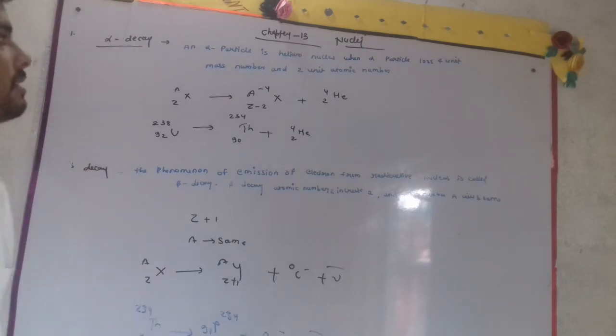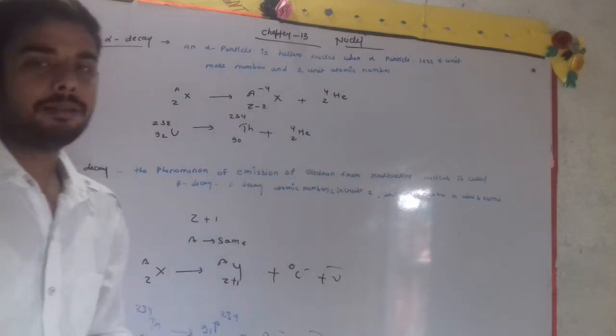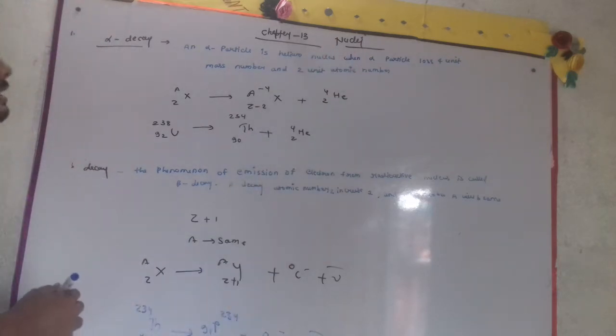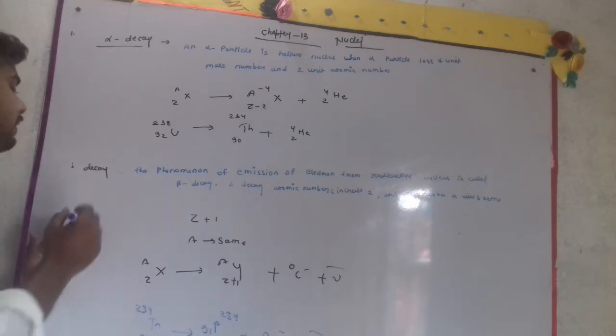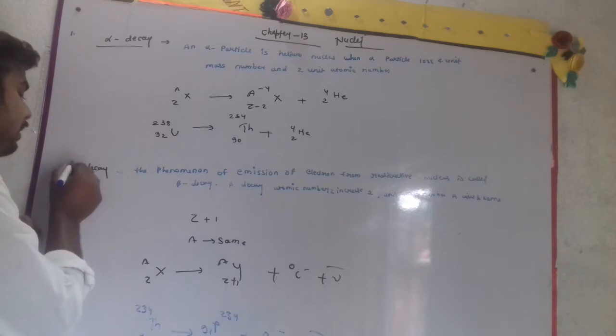Now we are going to start chapter number 13, fourth part, which is nuclei. In this video we will see radioactive decay, which is alpha decay, beta decay and gamma decay.